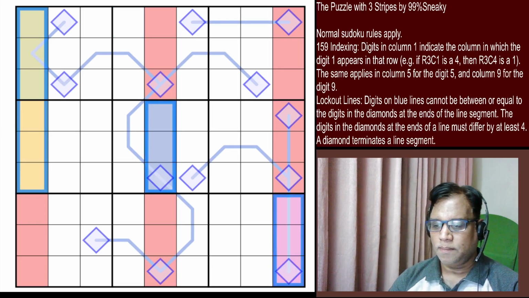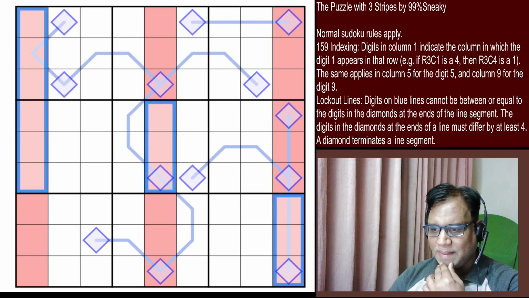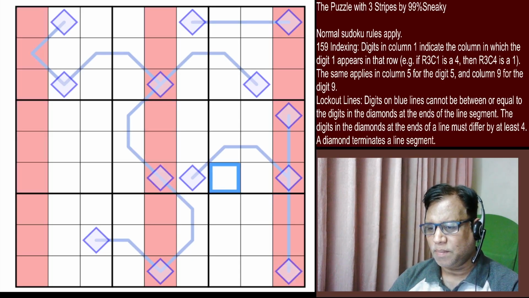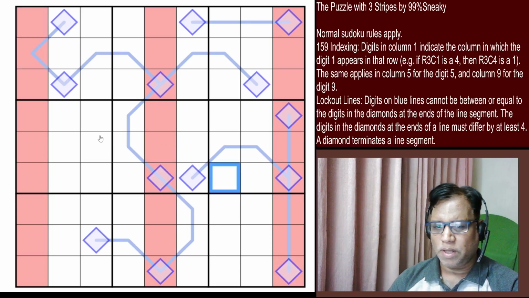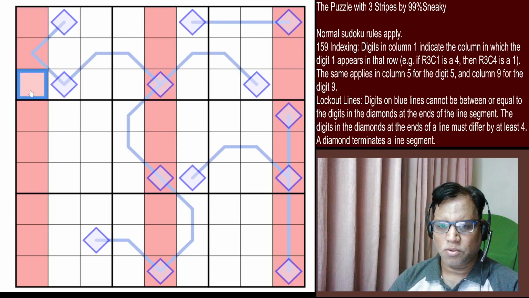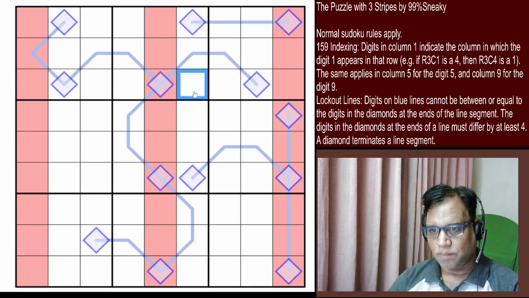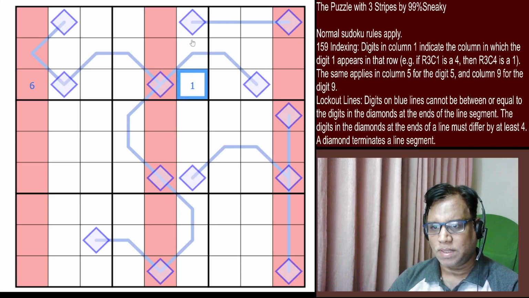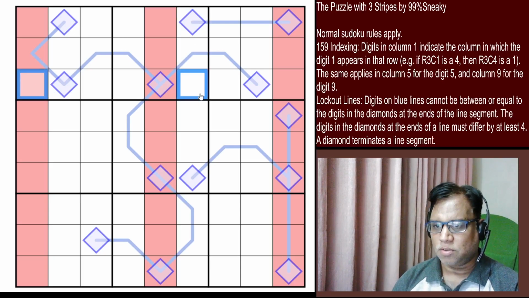So that is one thing, and I think that is the only thing about this indexing. The other thing you can do is that the moment you get any 1, 5, or 9, you can easily put that digit into this column. The reverse is also true. If let's say 1 is here, that means definitely 6 is here because 1 is in column 6. That means this has to be 6. So you can do the reverse also.